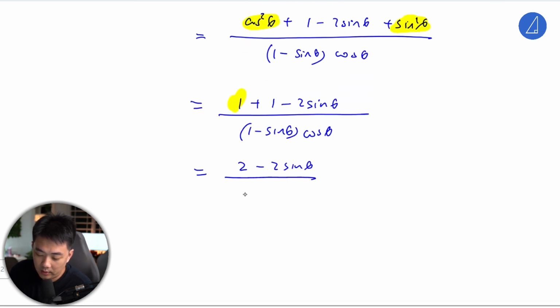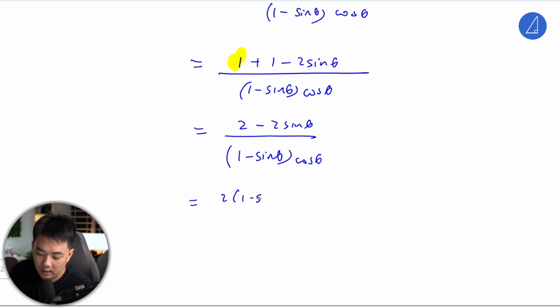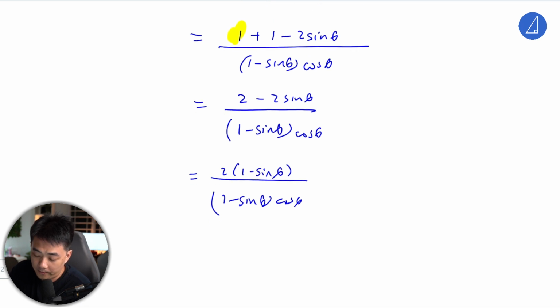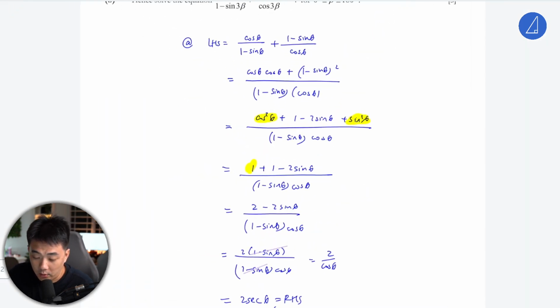Once this is done, this is 2 minus 2 sine theta. There you go. Can you see that because of this, I could just retain the denominator and bring this 2 up as 2 times 1 minus sine theta? Then cancel the 1 minus sine theta out, and I will get 2 over cosine theta. This is 2 secant theta, the right hand side. So that's how you do this question proficiently.